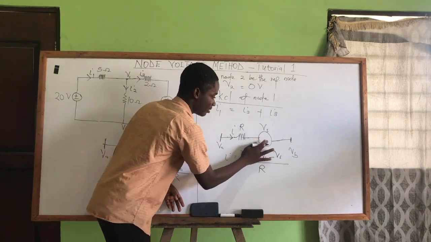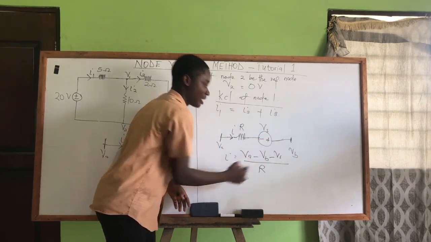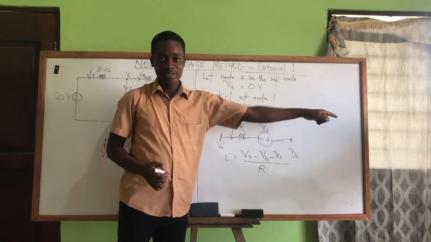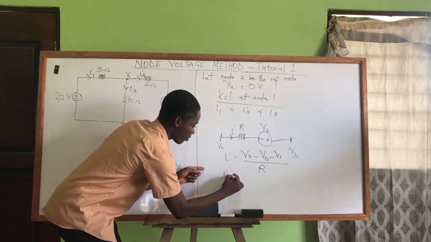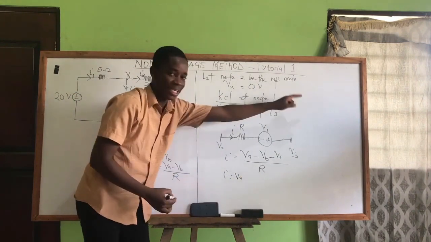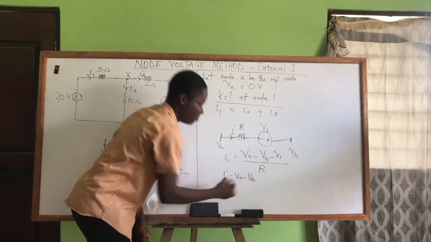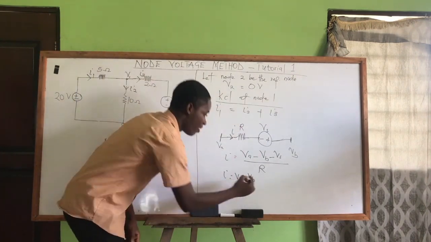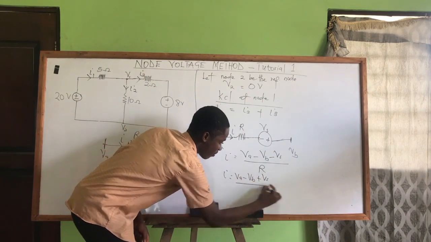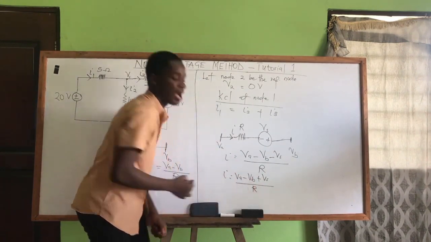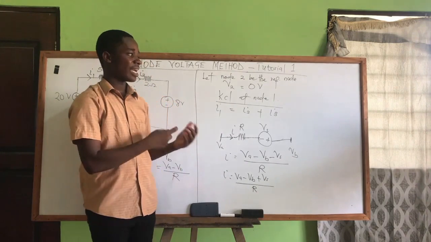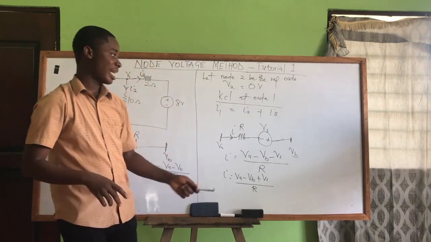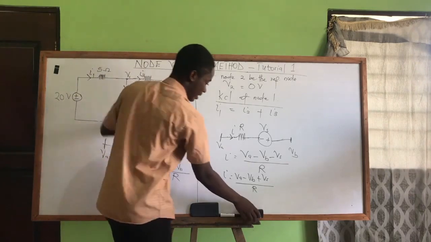Assuming the voltage polarity is the other way, minus and plus, the current will enter the negative and leave the positive. In that case we first have VA minus VB. Then we check: the current will leave the positive, so we have plus Vs over the resistor R. That's how we express the current in terms of its node voltages. So let's apply that concept in this diagram.